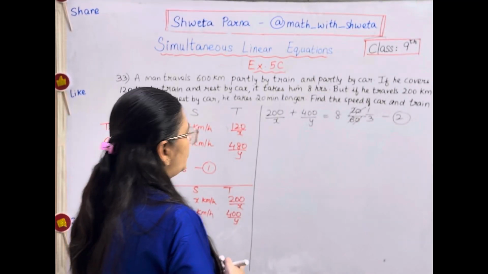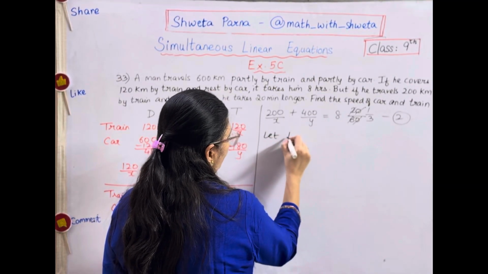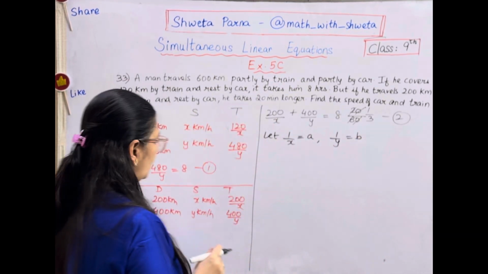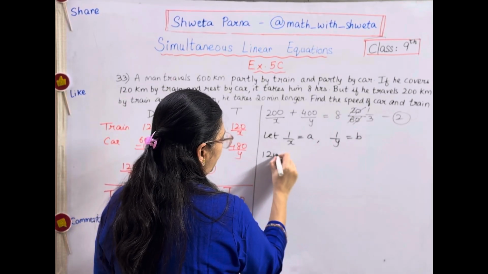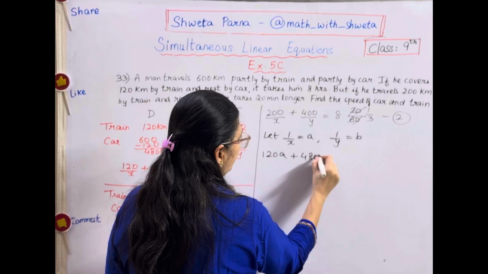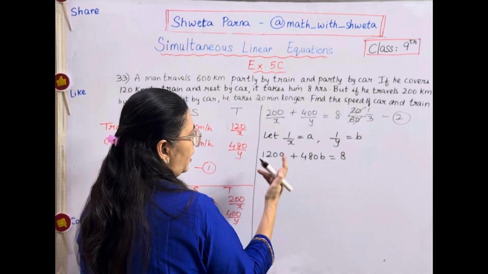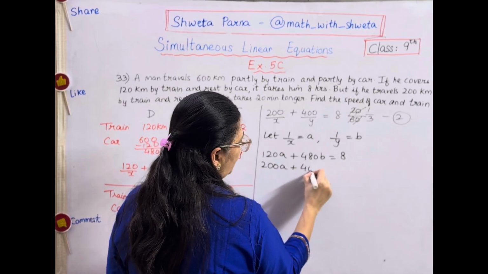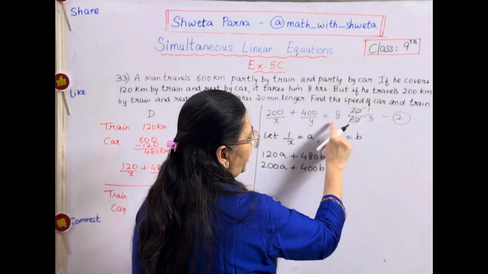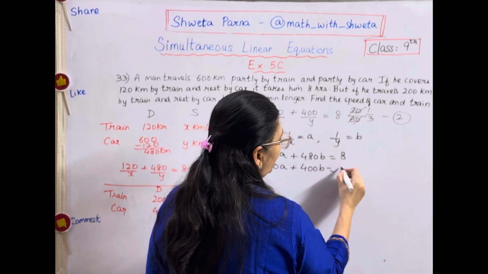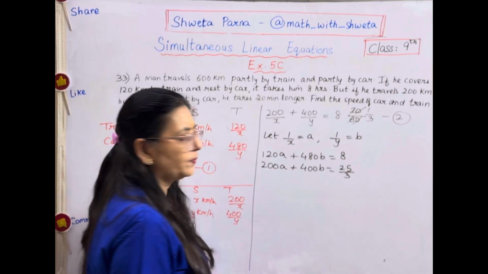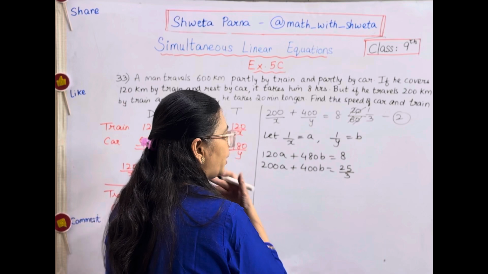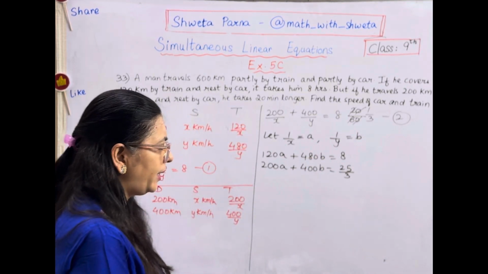Okay. Now let's solve these both equations. Let 1 upon x be a and 1 upon y be b. Okay. So this will become 120a plus 480b is equal to 8. And this will become 200a plus 400b is equal to 3 8s are 24, 24 plus 1, 25 upon 3. Okay. Now what you can do is take the LCM. Which one you want to take? Come on, 400 or 480 or 120 and 200.